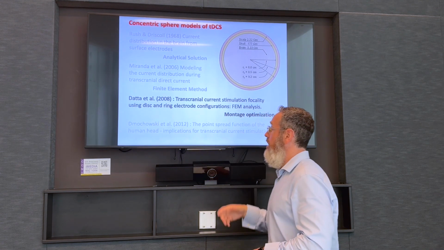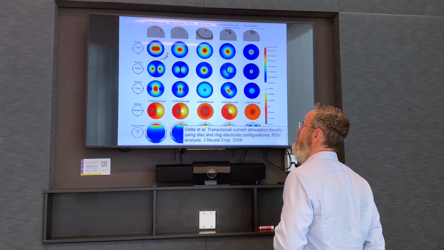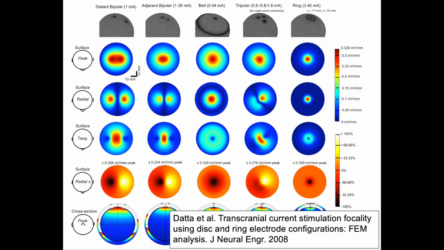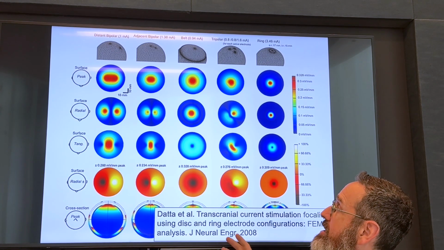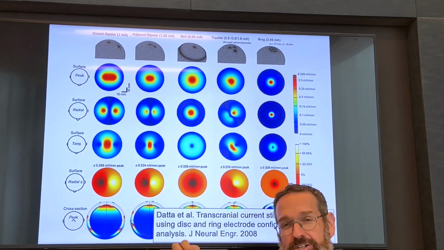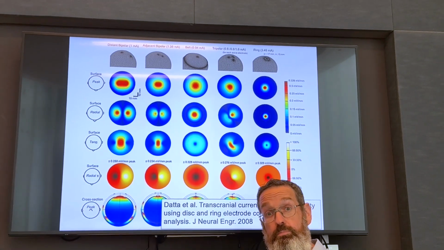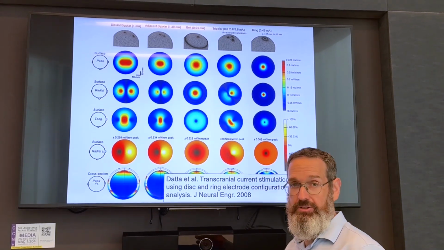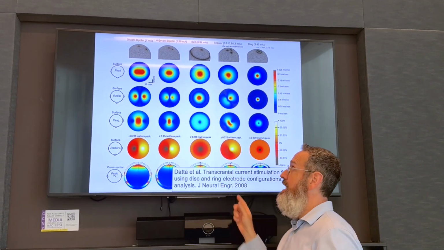So let me talk a little bit about this work that we published in 2008. Again, you can see that we are modeling concentric spheres. In this case, we have more layers, including the cerebral spinal fluid between the brain and the head. And you can see that we're modeling different montages. I know there's a lot going on in this figure here, but we're looking at two electrodes that are far, two electrodes that are close, an electrode surrounded by a very big return belt, and the introduction of a ring electrode, where you have one small electrode and then a ring around it.